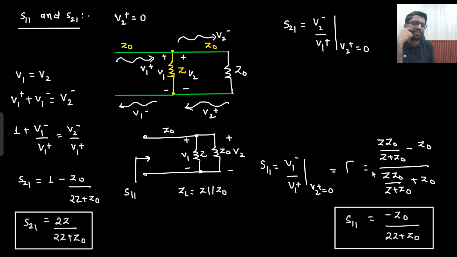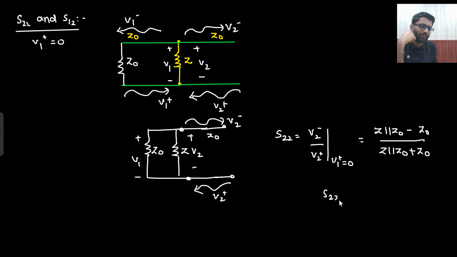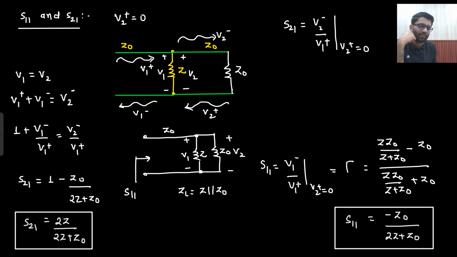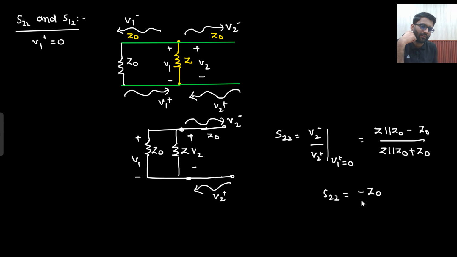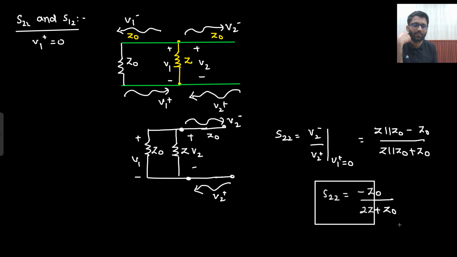So exactly the same calculation that we did here, we are getting the same. So what will be the value of S22? S22 will be equal to minus Z0 upon 2Z plus Z0. That will be S22. Okay. Now S22 is there, S12 I need to find. So what is S12 equal to?